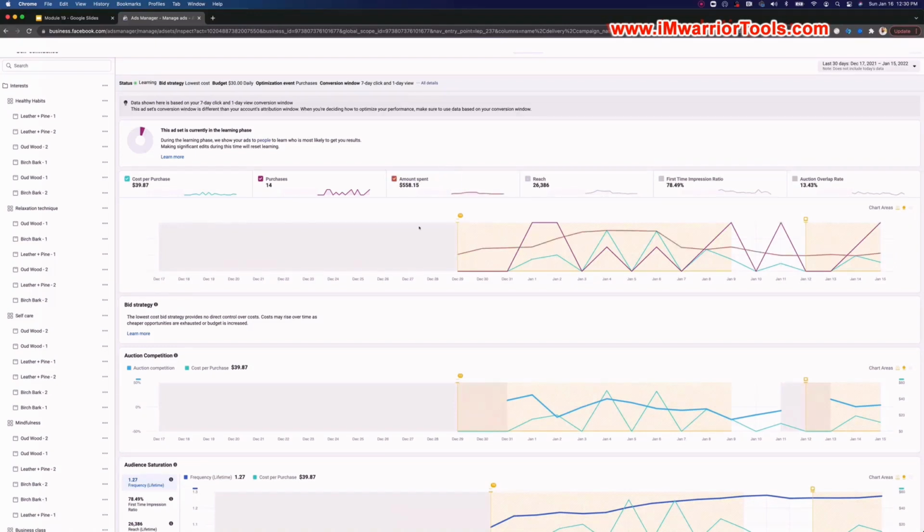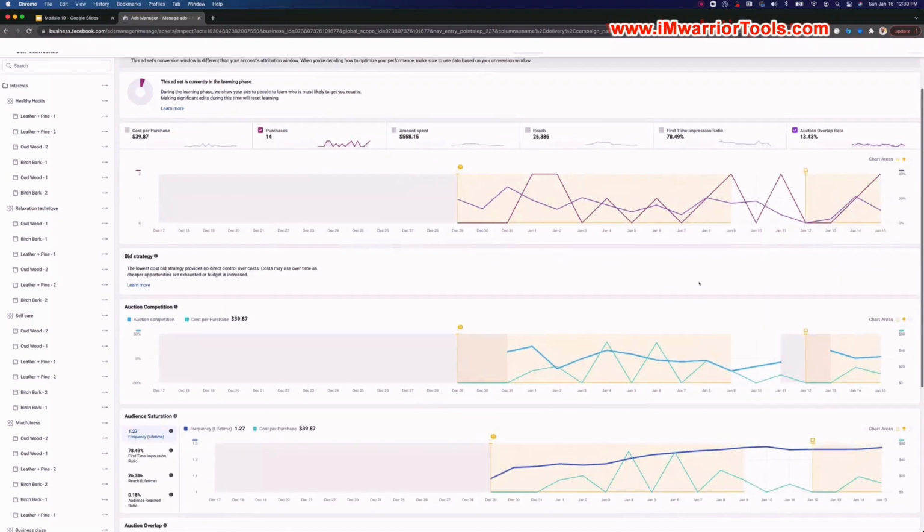You can see that when we scaled up, we actually saw a rise in cost per purchase, but we scaled back down after we noticed that. And because of that, we're able to get more purchases for that budget. And so we can see that the auction overlap is actually really low here, and we get more purchases with a lower auction overlap here.